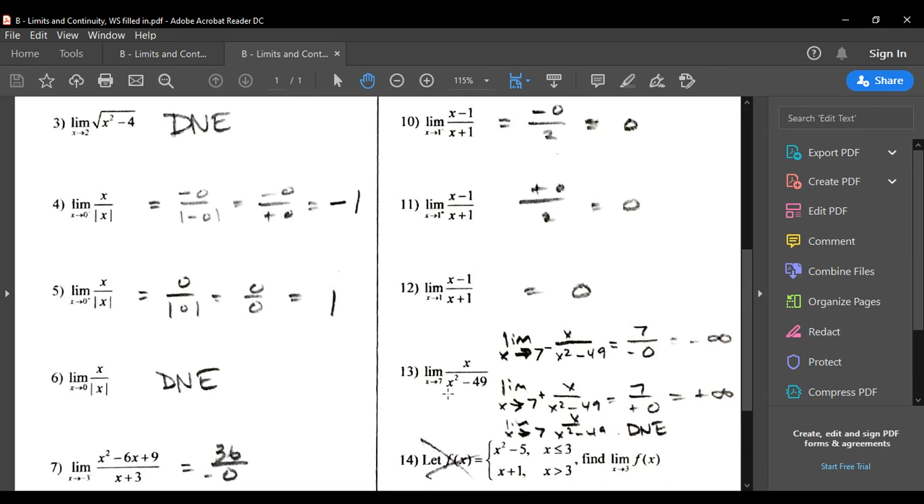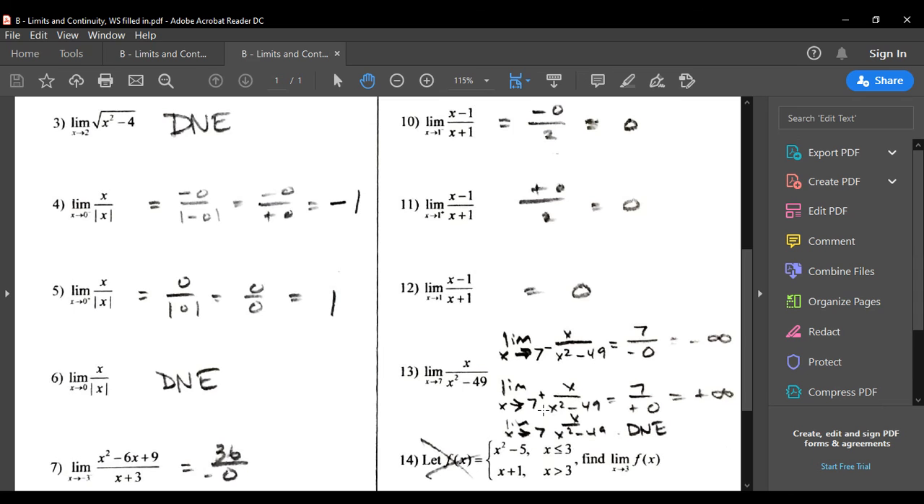Now, number 13, we have to do all three parts by ourselves here. So as x approaches 7, the limit of 7 over x squared minus 49: as x approaches 7 from the left-hand side, it's going to be a number just slightly less than 7, so x squared is just slightly less than 49. So it's going to approach 0 from the negative side. So 7 divided by a very small negative number is going to be negative infinity.